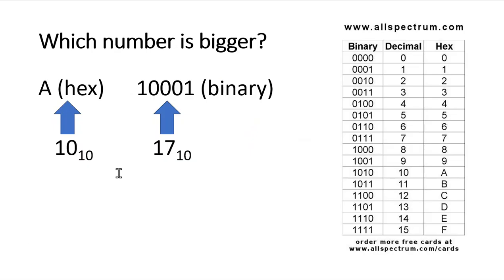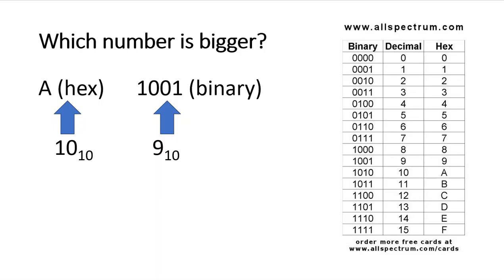All right, here's what is the bigger number here? A in hex or this number in binary? Well, in hex, the numbers are the same as decimal up to 9, and then we start counting with letters. So 0 is 0, 1 is 1, 2 is 2, 9 is 9, 10 is a hex A, 11 is a hex B, 12 is a hex C, 13 is a D, 14 is an E, and 15 is an F. So A is a 10, right? So what's bigger, 10 or 17? Well, in this case, the 17 is obviously bigger.